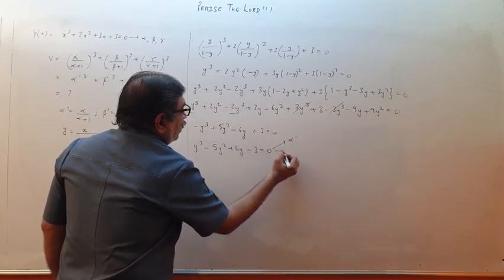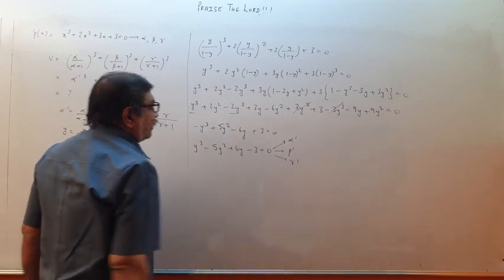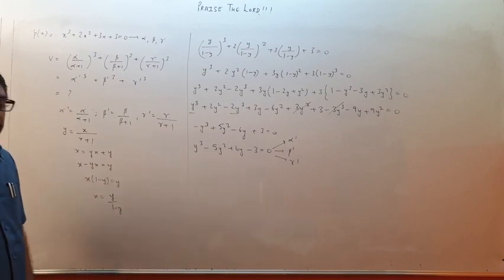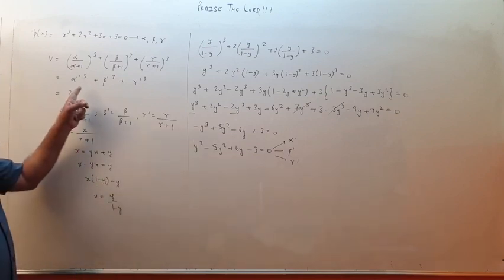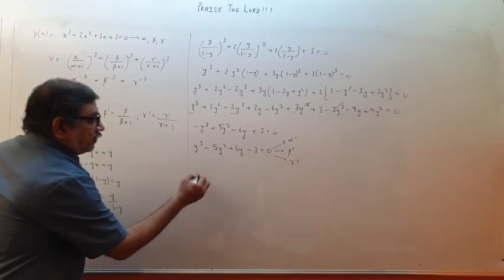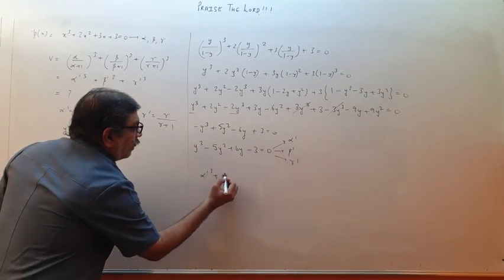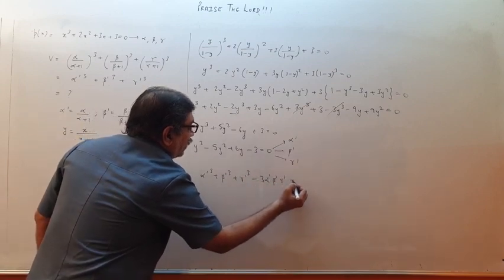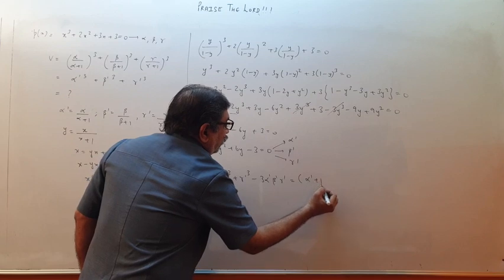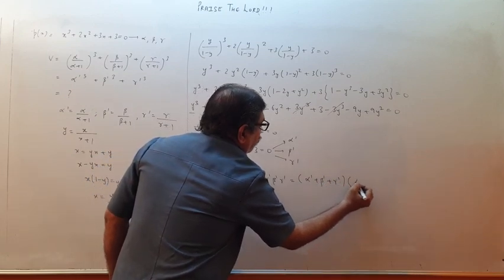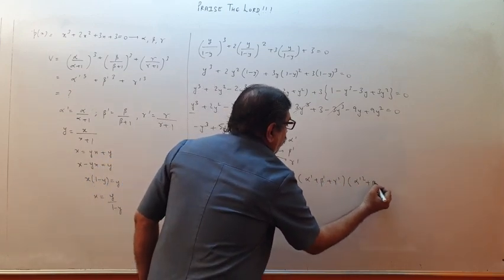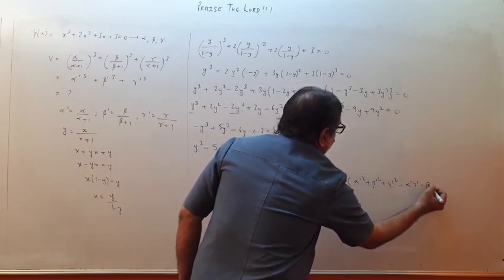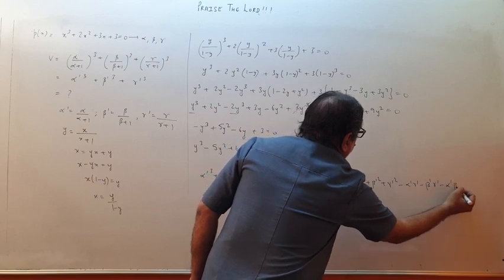So children, if any mistake is there in the calculation, please forgive me. But I am showing you the method, what is to be done. So this is our equation having roots alpha dash, beta dash and gamma dash. I want alpha dash cube, beta dash cube and gamma dash cube. So what will happen? Alpha dash cube plus beta dash cube plus gamma dash cube minus 3 alpha dash beta dash gamma dash, that will be alpha dash plus beta dash plus gamma dash into alpha dash square plus beta dash square plus gamma dash square minus alpha dash beta dash minus beta dash gamma dash minus gamma dash alpha dash.